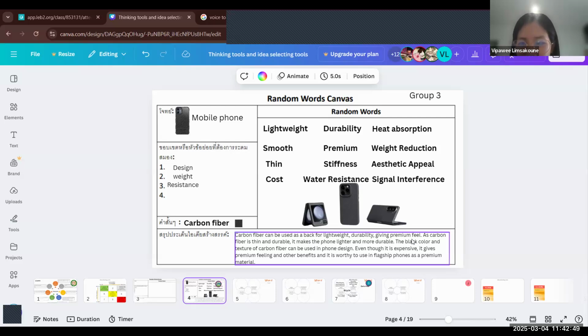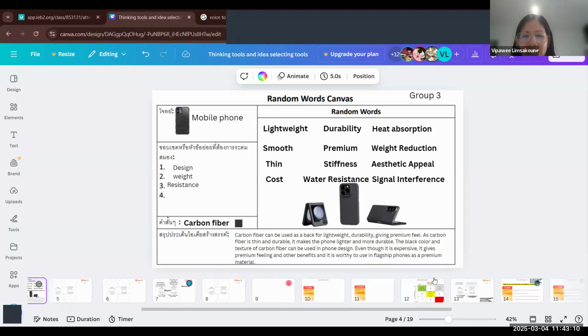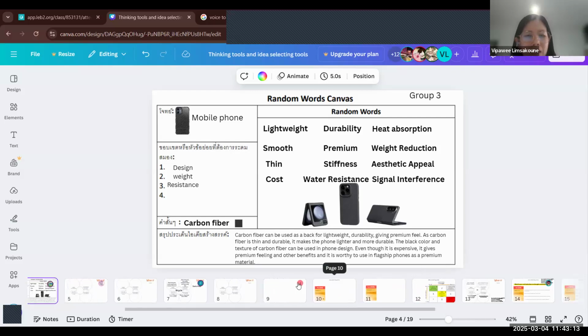And then it has durability and gives a premium feeling. As carbon fiber is thin and durable, it makes the phone lighter and more durable. And the color texture can be used. Even though it is expensive, it gives a premium feeling, and it is worthy to use in a flagship phone as a premium material, for example.